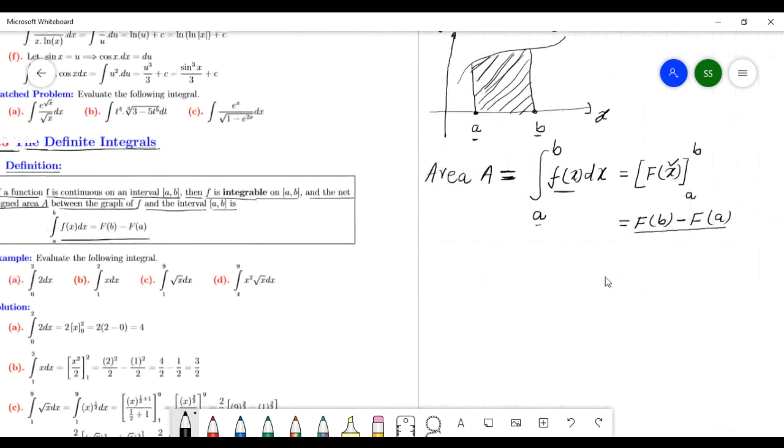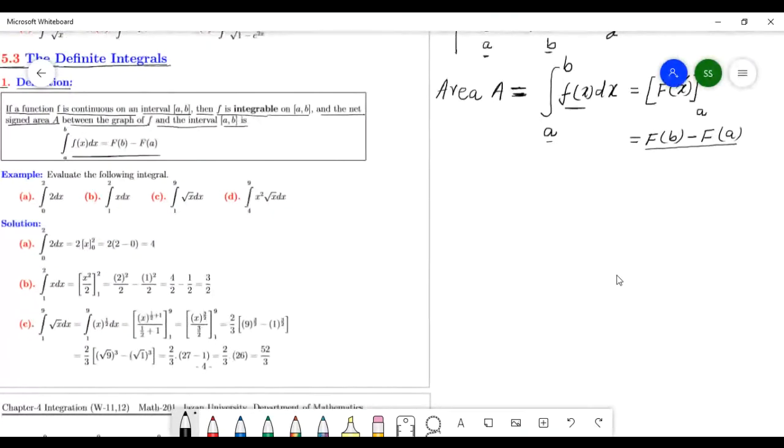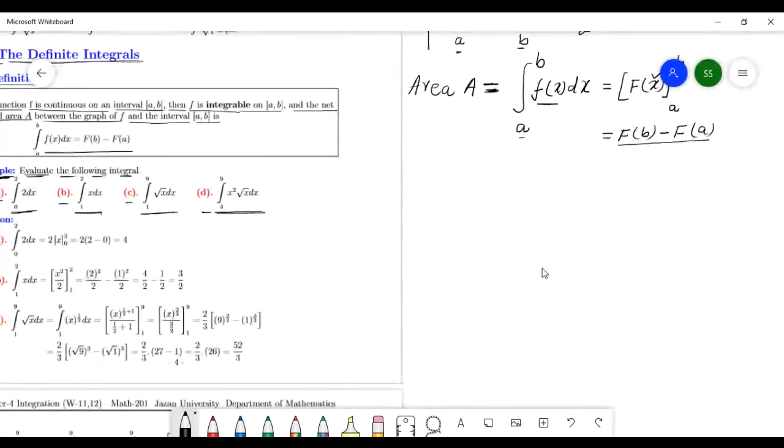Now see the questions. See this example. Evaluate the following integrals. Number A, integral from 0 to 2 of 2 dx. Number B, integral from 1 to 2 of x dx. Number C, integral from 1 to 9 of e^x dx. And number D, integral from 4 to 9 of x e^x dx. These are the questions, so let me explain here.